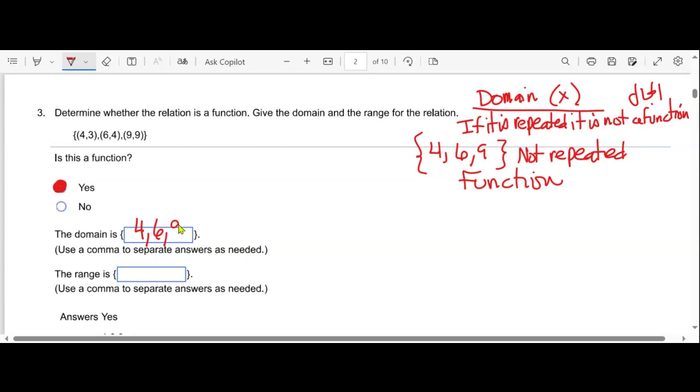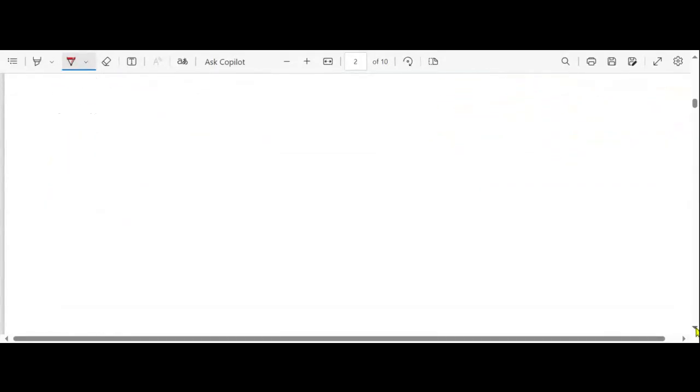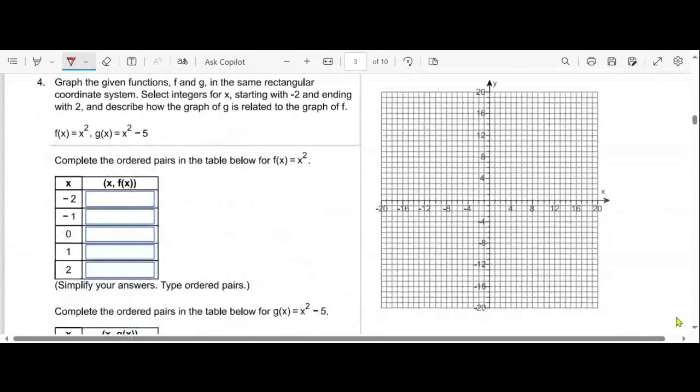We have the 4, the 6, and the 9. And what about the range? The range is the y values. So it's 3, 4, and 9. So you put here 3, 4, 9. Easy? Yes. Okay. I need someone to read the next question, number 4. I need someone new.